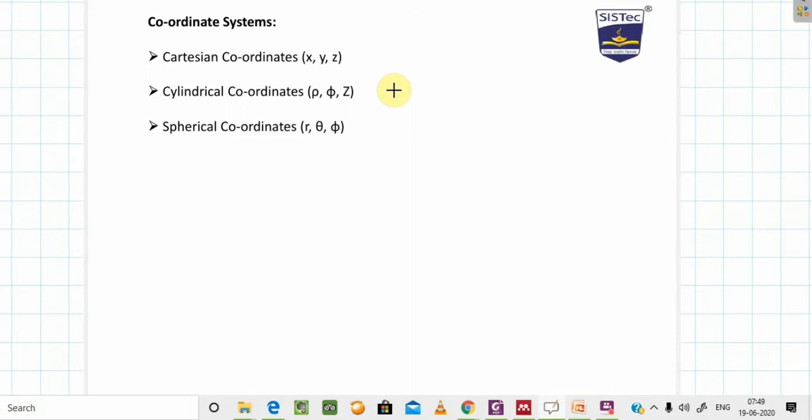First one is Cartesian coordinates. Second one is cylindrical coordinates, and third is spherical coordinates. Okay, so in Cartesian coordinates, we have the variables as x, y, and z on the three axes. In cylindrical coordinates, the variables are rho, phi, and z. And in the spherical coordinates, we have the variables r, theta, and phi. So, we are going to discuss each coordinate system one by one. Okay. So, starting with the Cartesian coordinate system.